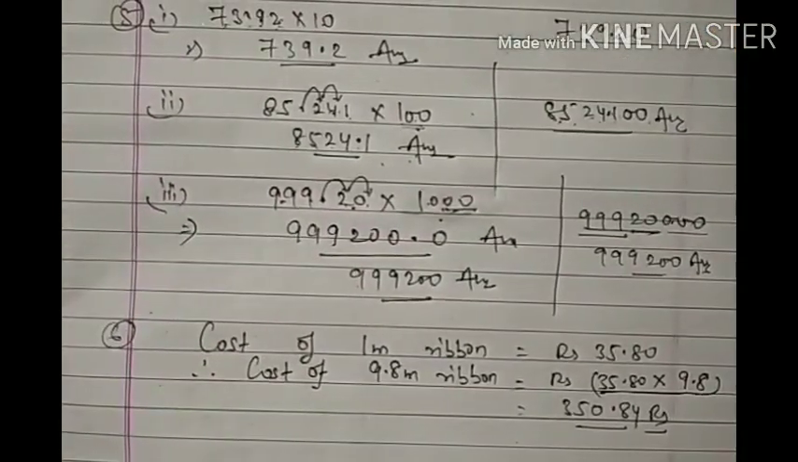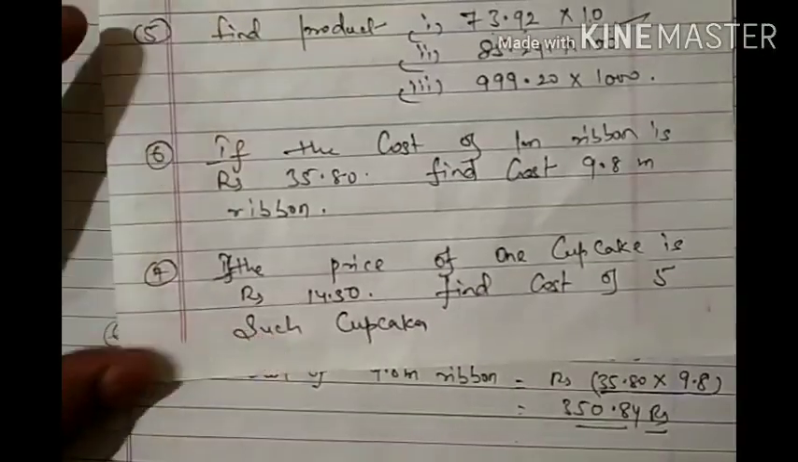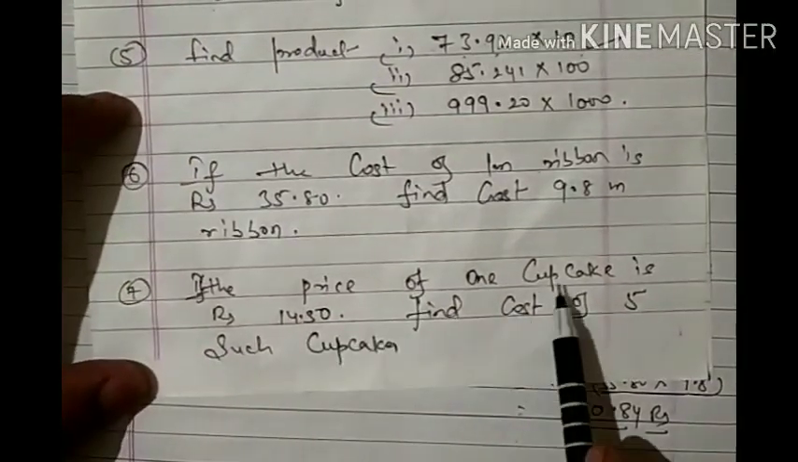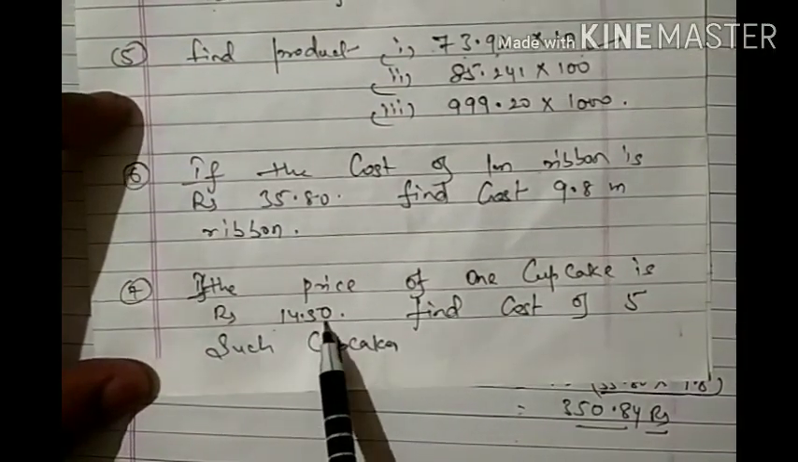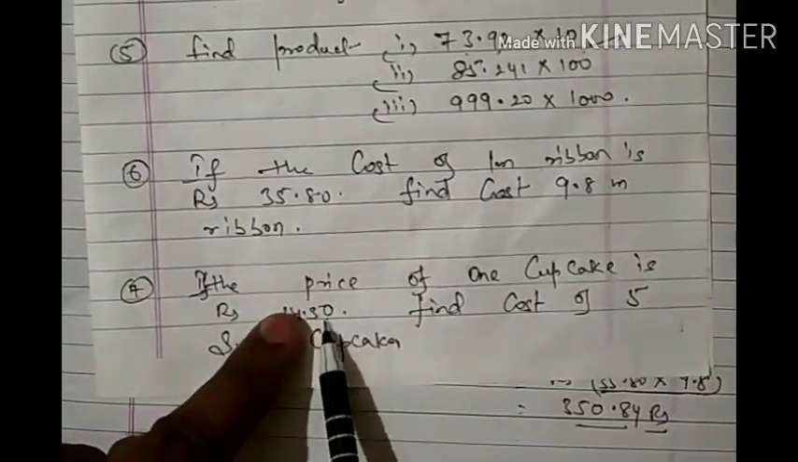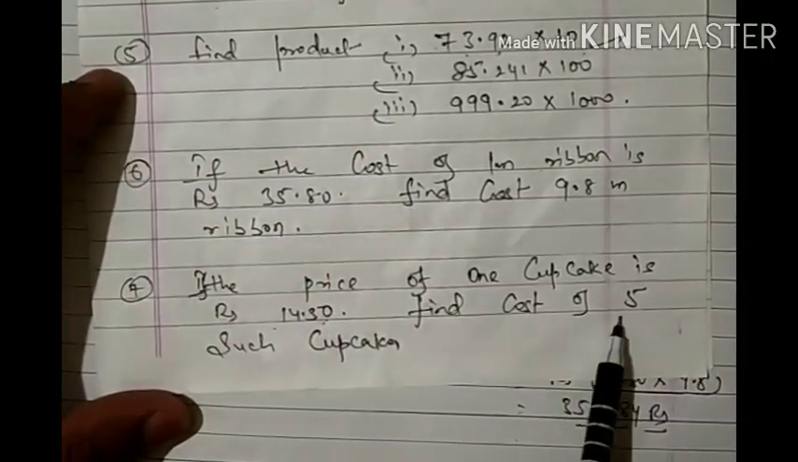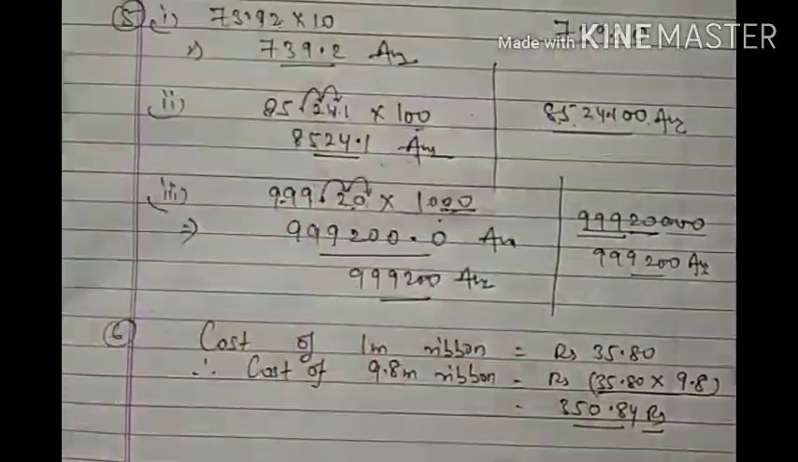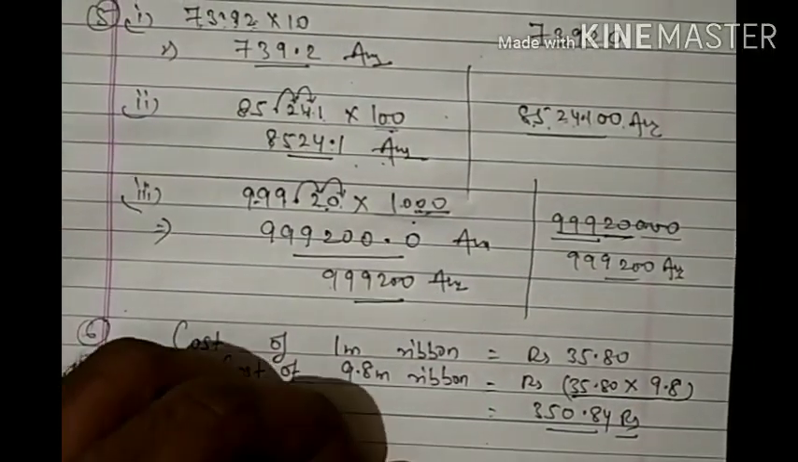Let's move on to the next question. That is question number 7. If the price of one cupcake is rupees 14.50, find the cost of 5 such cupcakes. First of all, we will write a statement in this type of question. So let's start question number 7.